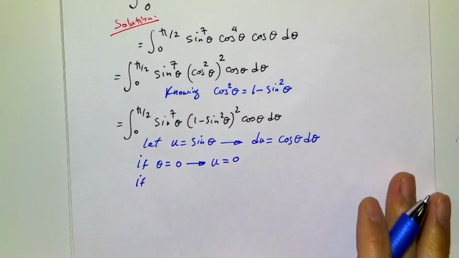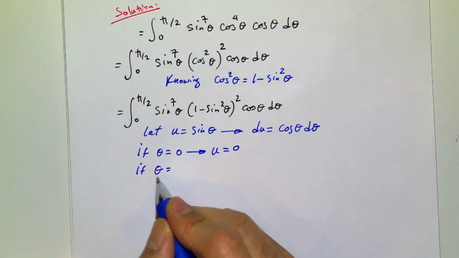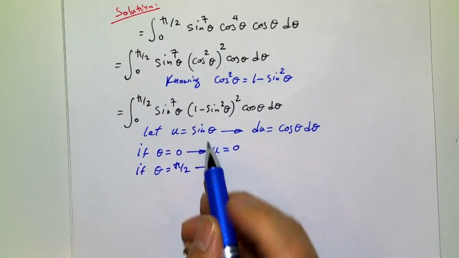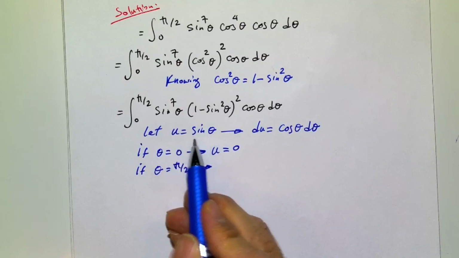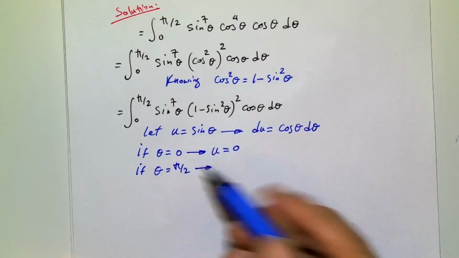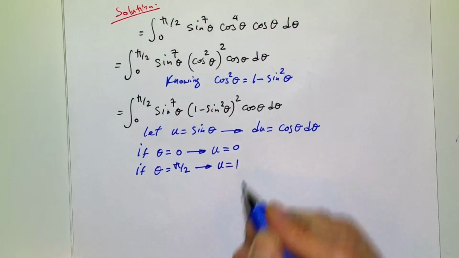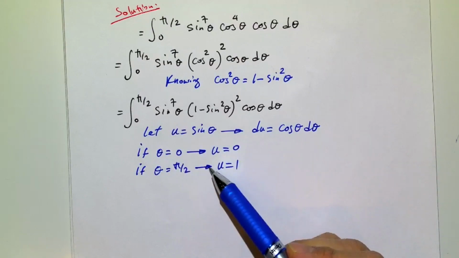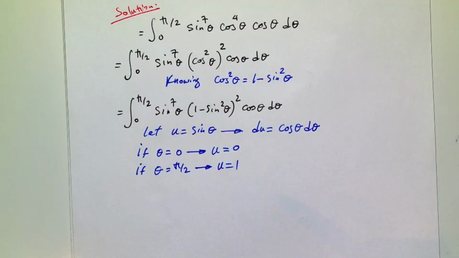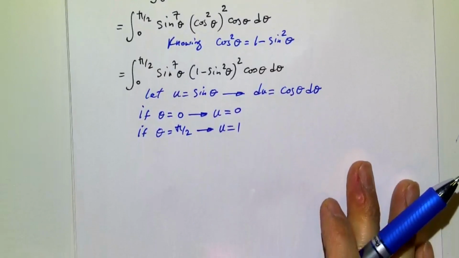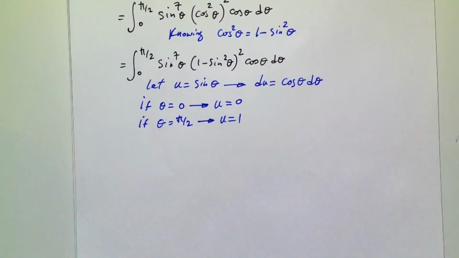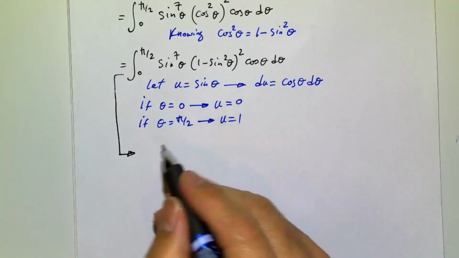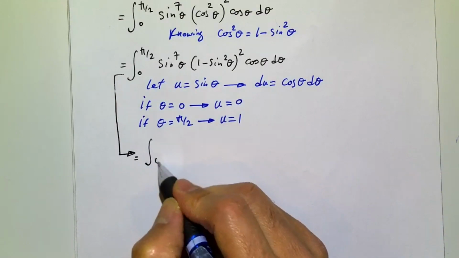If theta is equal to the upper limit of the integral, which is pi over 2, then sine of pi over 2, according to this substitution equation we've picked, is just 1, right? So u equals 1. So our new limits of integration for the new variable u are from 0 to 1, rather than 0 to pi over 2. So now we're going to be able to rewrite this integral in terms of the new variable u. So we have the integral from 0 to 1.